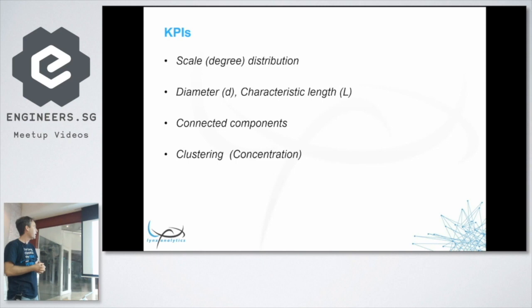And the clustering or the concentration coefficient is something about how likely it is that my friends are also the friends of each other? Like we usually say that the friends of my friends are also my friends. Friends of your friends are also my friends, whatever.